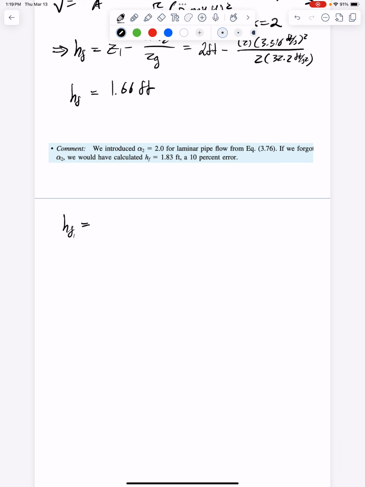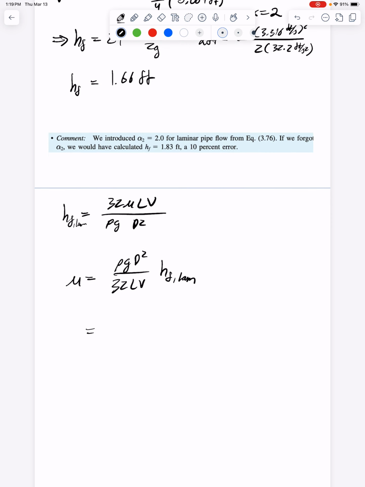Head loss for laminar flow is equal to 32 mu L V over rho g D squared. To solve for mu, take every other term, take the reciprocal, and multiply it over: rho g D squared over 32 L V, times h of f laminar. So I'm plugging in the relevant terms. I get specific weight, 58 pound force per feet cubed, times g, times D squared, 0.004 feet squared, divided by 32 times L.